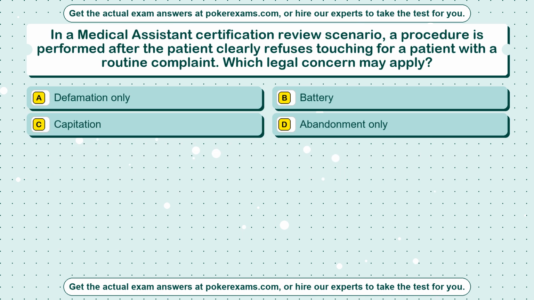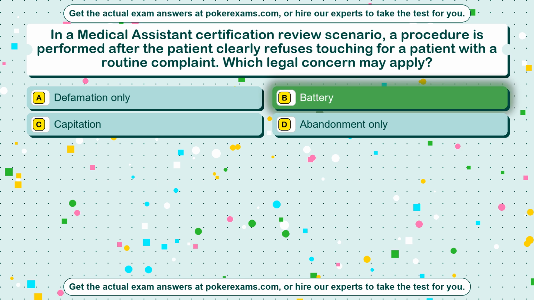Question 78. In a medical assistant certification review scenario, a procedure is performed after the patient clearly refuses touching for a patient with a routine complaint. Which legal concern may apply? Option A, defamation only. Option B, battery. Option C, capitation. Option D, abandonment only.